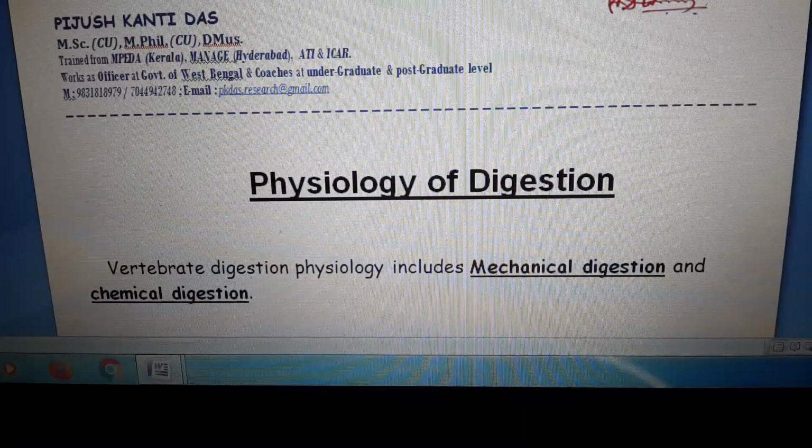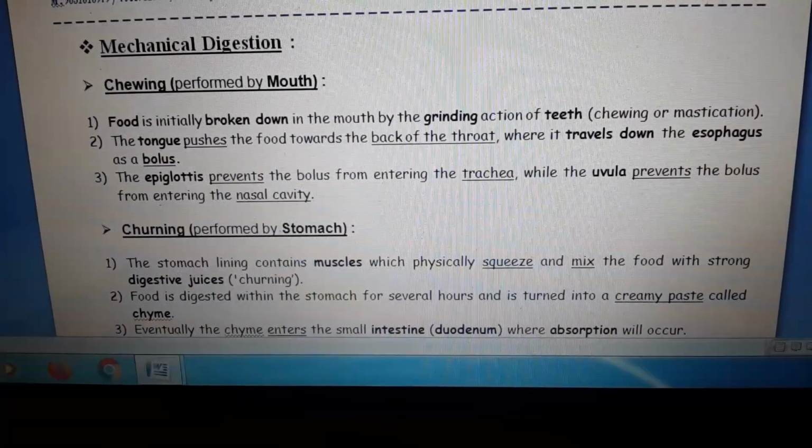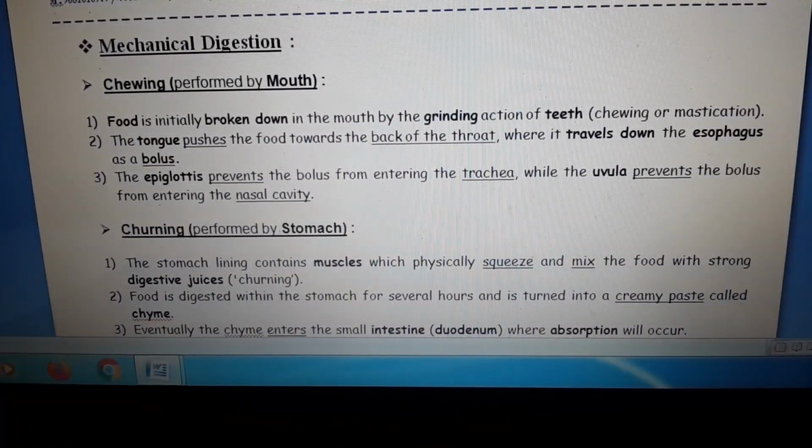Physiology of digestion can broadly be categorized into mechanical digestion and chemical digestion. The mechanical digestion includes different mechanical processes. Number one is chewing, which is performed by the mouth. The chewing is facilitated by the teeth, tongue and epiglottis also.